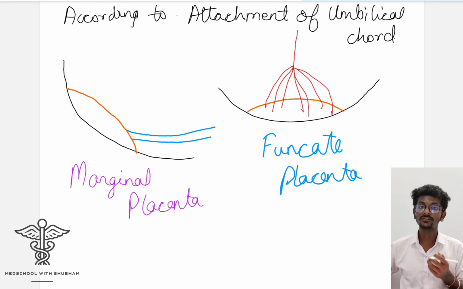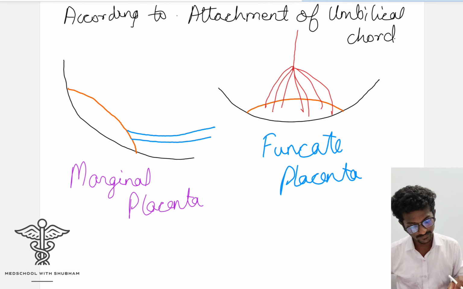The blood vessels actually get divided before entering into the placenta, then it is called as the funicate placenta.